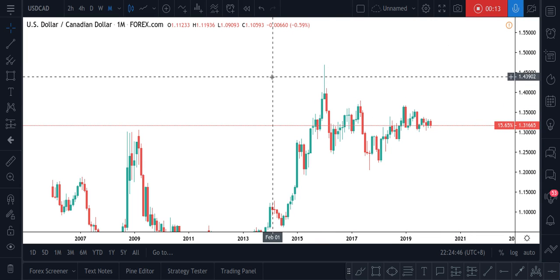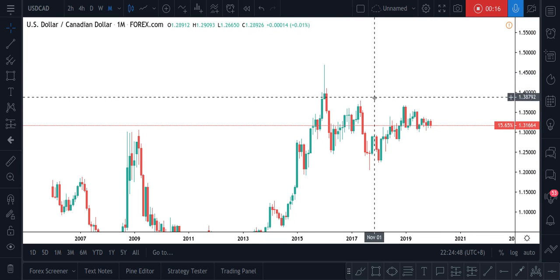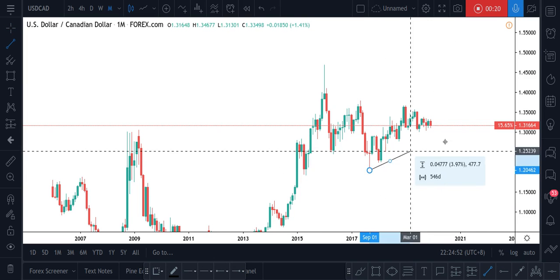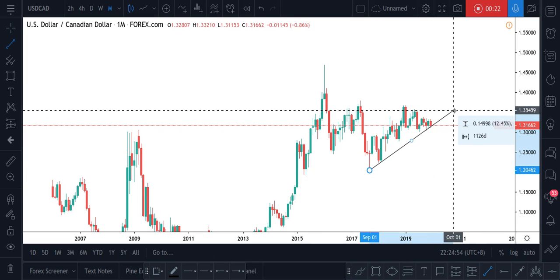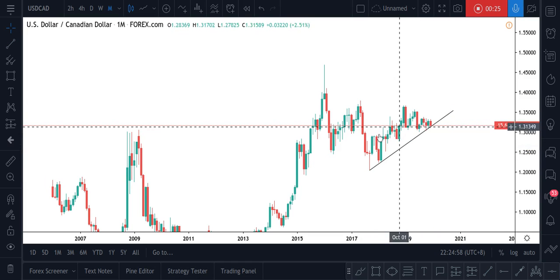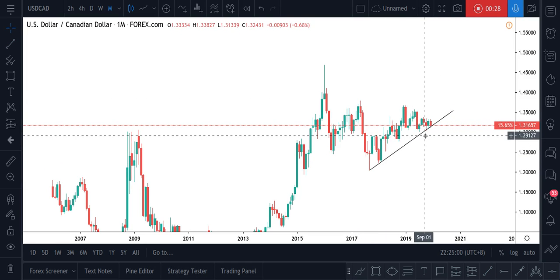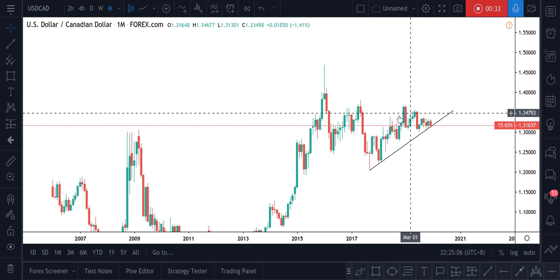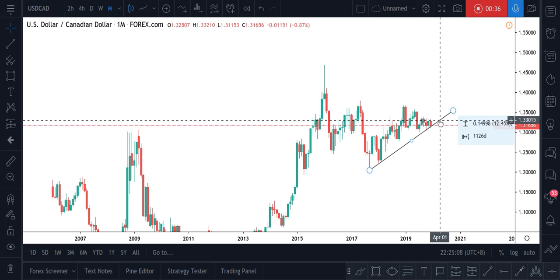Let's talk about USDCAD. From the monthly time frame, we can see that the market is now running on this very nice trend line that we have at the moment, and we can expect the market to reject this trend line, but there are two different confluences with this trend line.